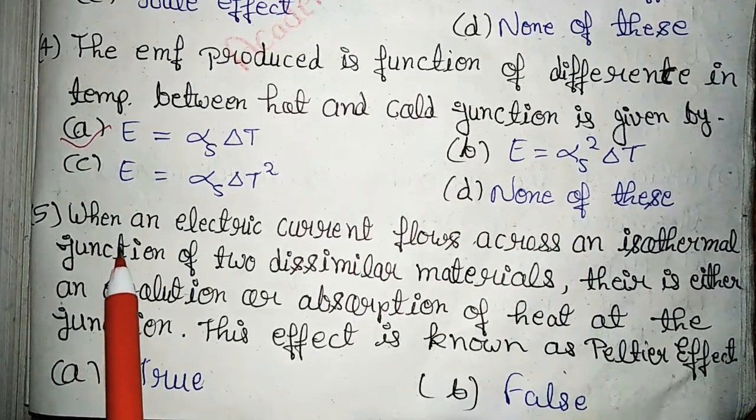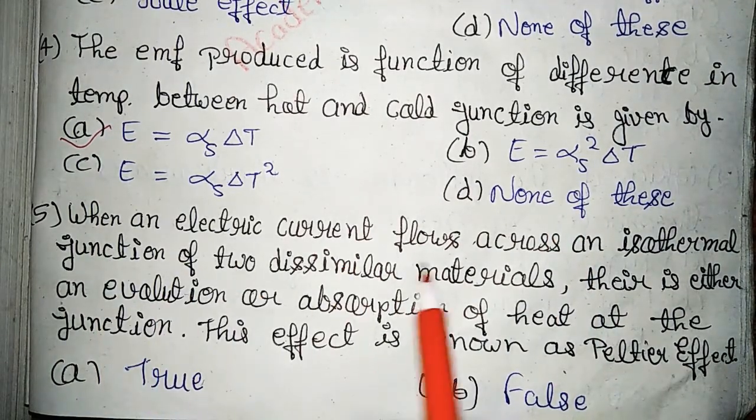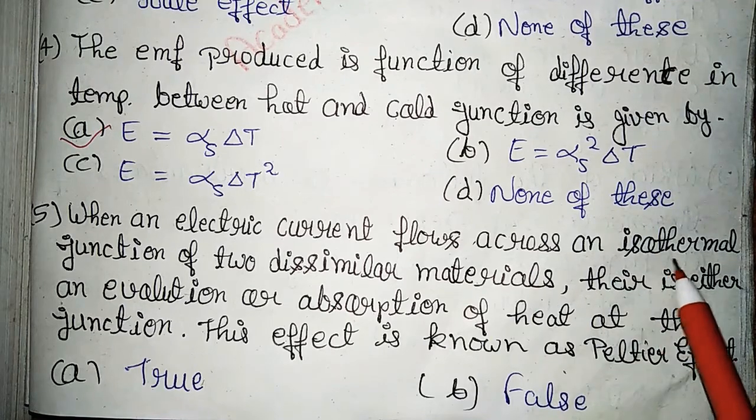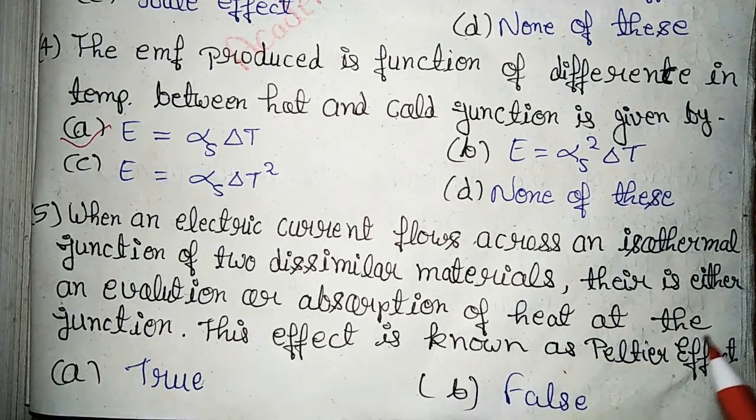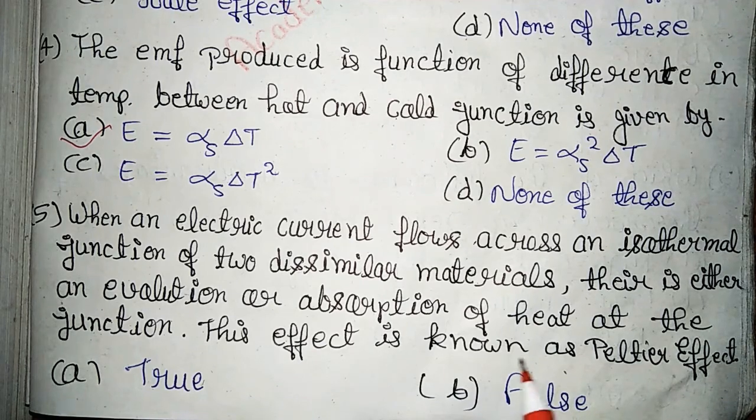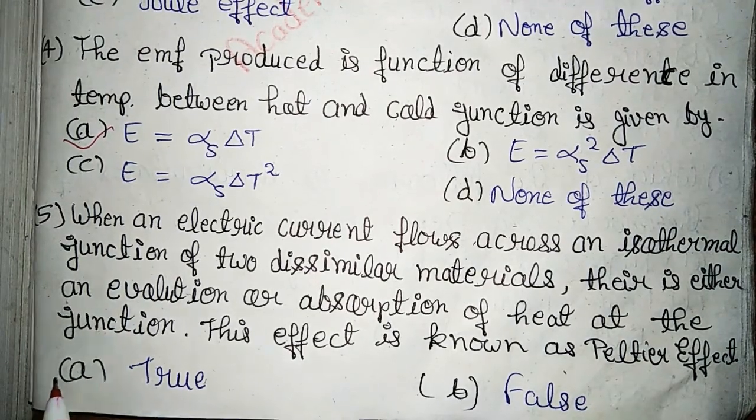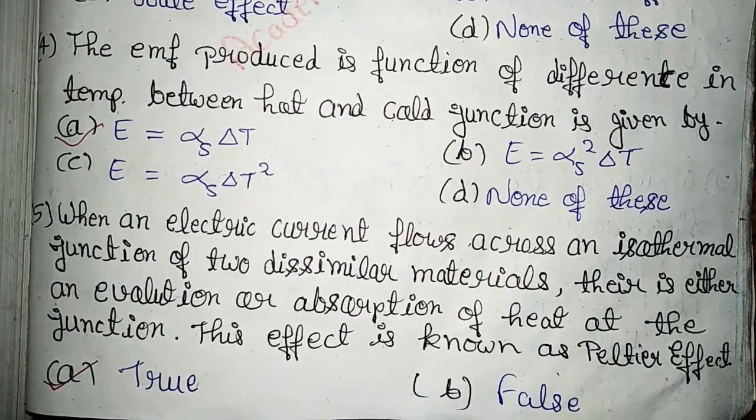Next question. When an electric current flows across an isothermal junction of two dissimilar materials, there is either an evolution or absorption of heat at the junction. This statement is known as Peltier effect. Option A, it is true or false. So right answer is option A, it is true.